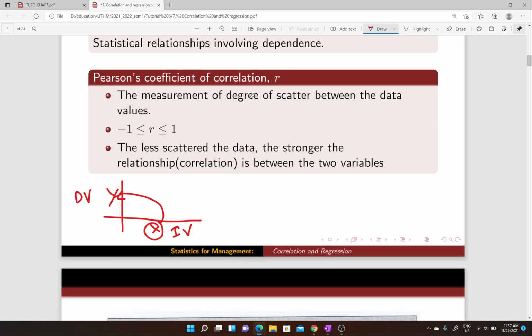It is the measurement of the degree of scatter between the data values. How strong is the relationship between the two variables? We can do some computation and come out with a number, and that number is always between -1 and 1. 1 and -1 mean the two variables are very strongly correlated, dependent. The less scatter in the data, the stronger the relationship. We will see the example now.